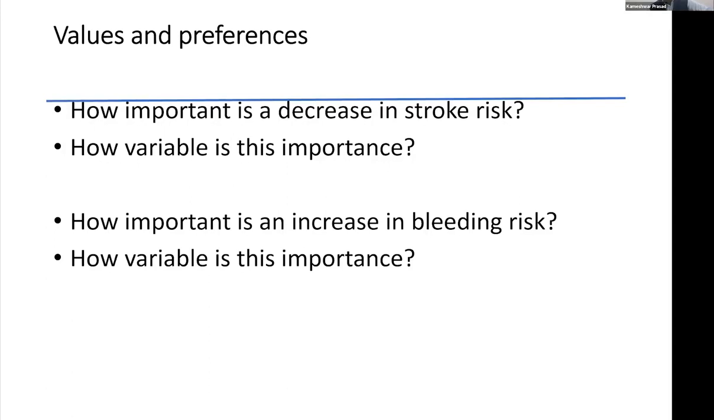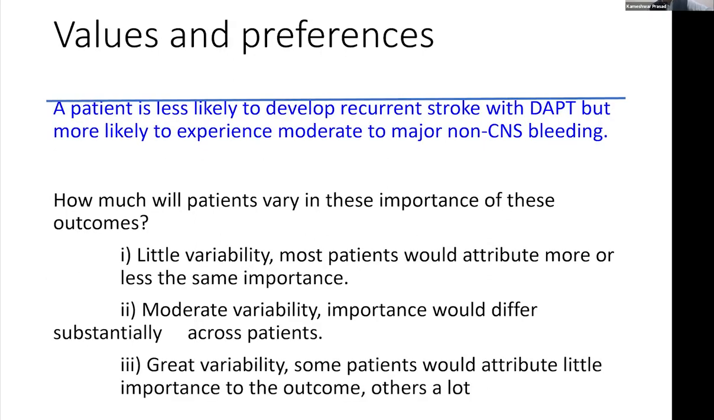So essentially what we asked, for example, in our case is how important is a decrease in stroke risk, and is this importance attached to decrease in stroke risk variable across patients? And similarly, how important is it to have an increase in bleeding risk, and how similar or variable is this importance across various patients or stakeholders.